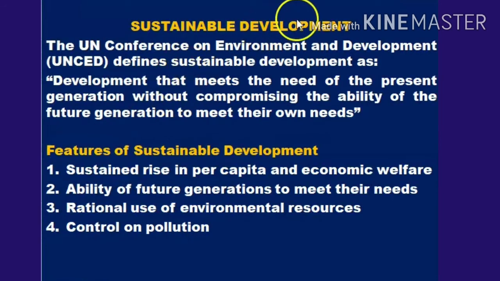So what is sustainable development? The UN Conference on Environment and Development, that is UNCED, defines sustainable development as development that meets the needs of the present generation without compromising the ability of future generations to meet their own needs. As a conclusion, we can say that we have to use the resources in a precise manner, such that our future generations can also get fulfillment of the resources that we have.